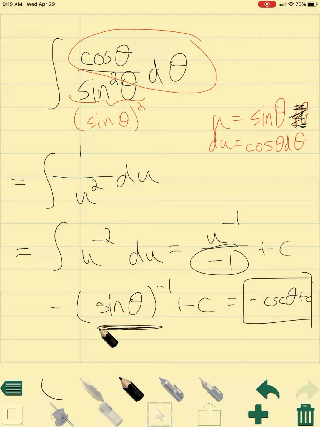And we know that because this is just the reciprocal. This negative 1 makes it the reciprocal. Remember, it's not the inverse here. It's the reciprocal as you go through and look at that.